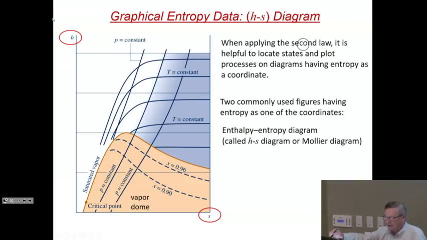So generally speaking, when you apply your second law, it is very helpful to locate your states and processes on your diagram. You can pick a TS diagram or a PV diagram, the most common ones, but an HS diagram would help just the same. Two commonly used figures having entropy as one of the coordinates are the enthalpy-entropy diagram, which is called the Mollier diagram, and of course the TS diagram, which we saw before.